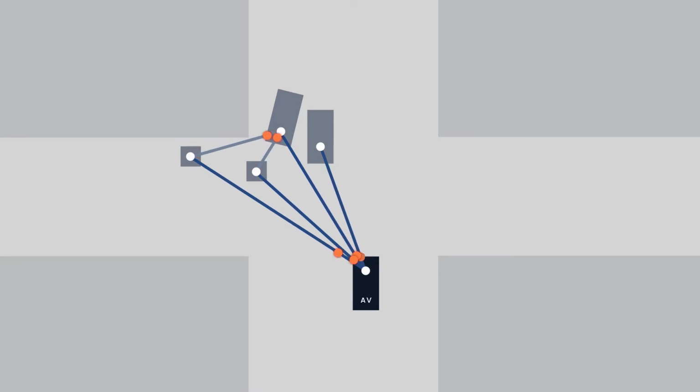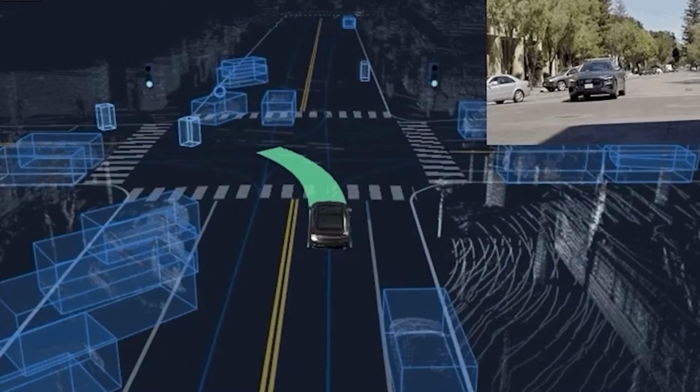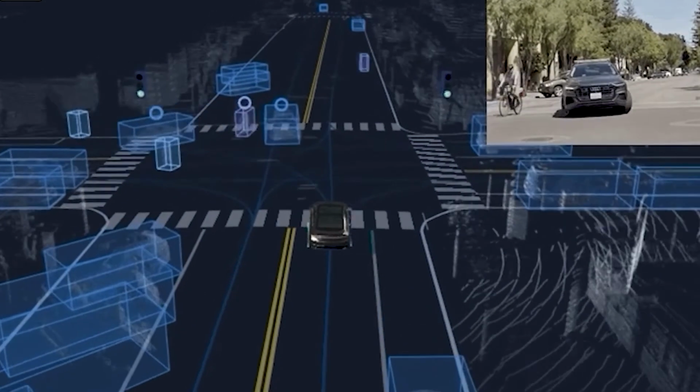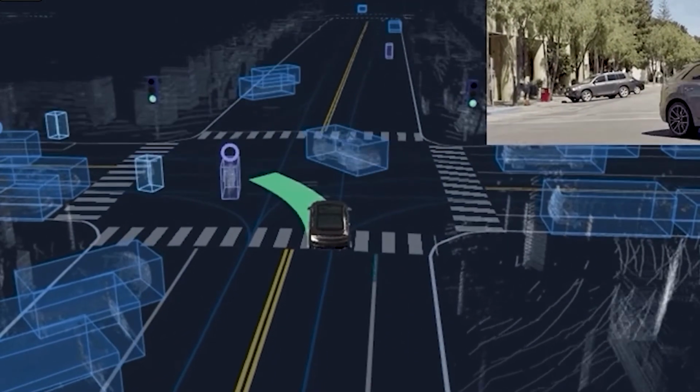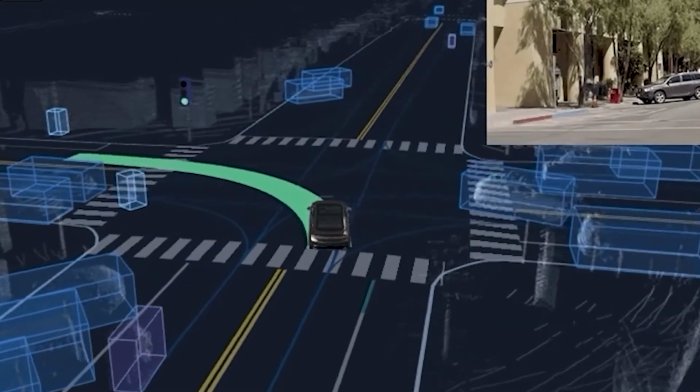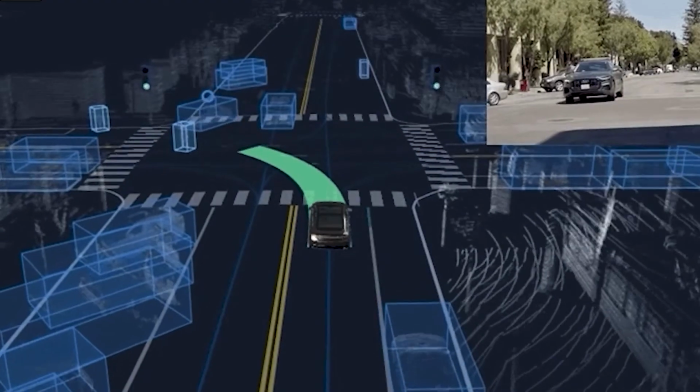Moreover, the graph structure naturally generalizes to different scenarios. Let's play this out on the original scenario. We see that by reasoning about different interactions, the Aurora Driver is able to confidently navigate this complicated intersection.